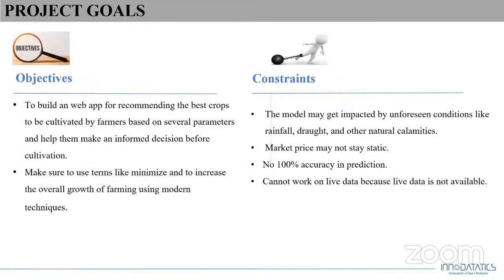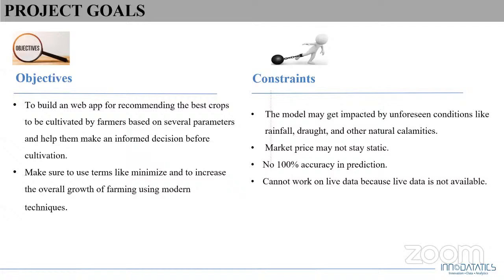Let's move on to the goals of the project. As with all projects and ideas, we have both objectives and constraints. Firstly, we will look at the objectives of the project. We will be building a web application for recommending the best crop that can be cultivated by farmers based on several parameters, and to make sure farmers will get the profit by recommending the best crop.